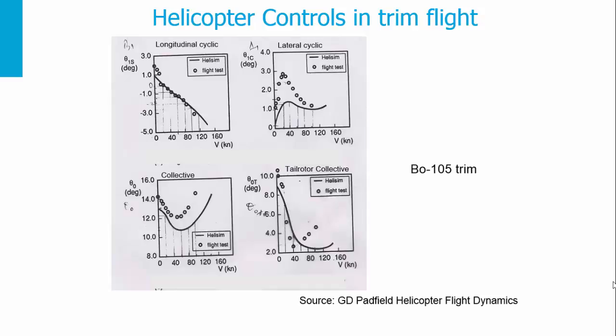You see that there is a difference between the continuous line, which is a theoretical model, and the points, which correspond to the flight tests. This is probably due to the inaccuracies in the theoretical modeling and to the twist taken in this model.